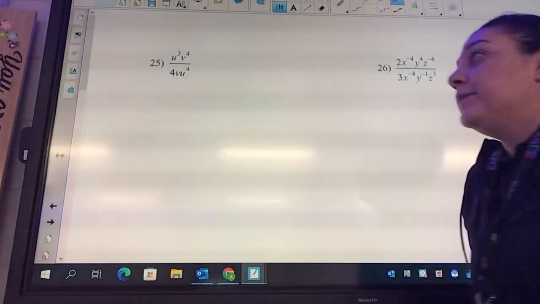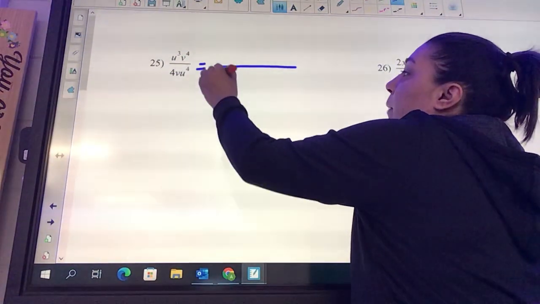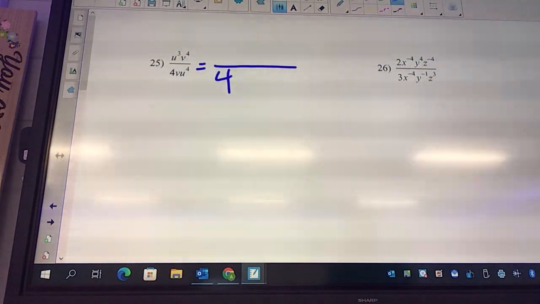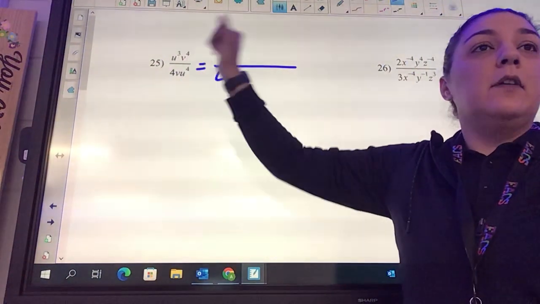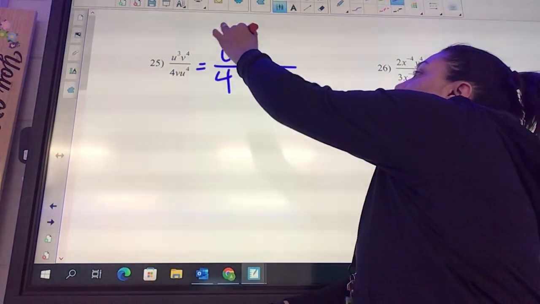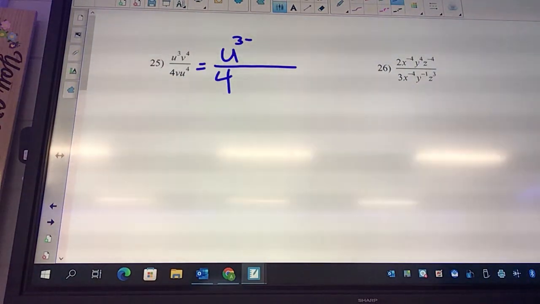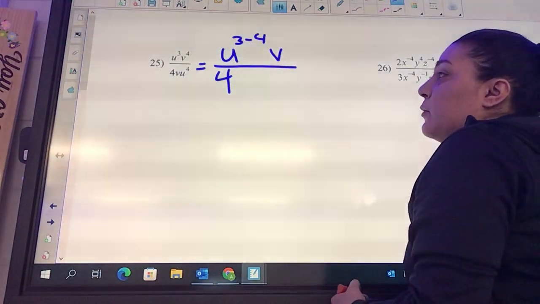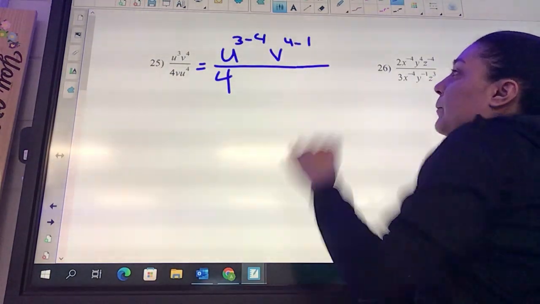Okay, 25. This is still a division rule. Okay, anytime you got big numbers, put them back where they go. Okay, pay special close attention to the letters. Don't just subtract the up and down and up and down. Okay, you need to match the letters with the letters. So we know we got a U to the 3 minus what? What's the other U? 4. Okay, and then we got a V to the, what's on top? 4 minus 1.